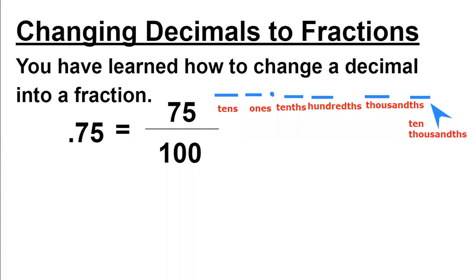So 0.75 would be written with the 7 here and the 5 here. You always read the number first, so 75, and then you read the place value it ends up in. It ended up in hundredths, so you would say 75 hundredths. And then to turn that into a fraction, you just put 75 over 100. I'm going to try another one.